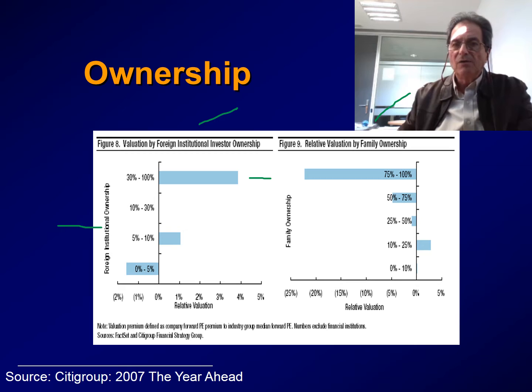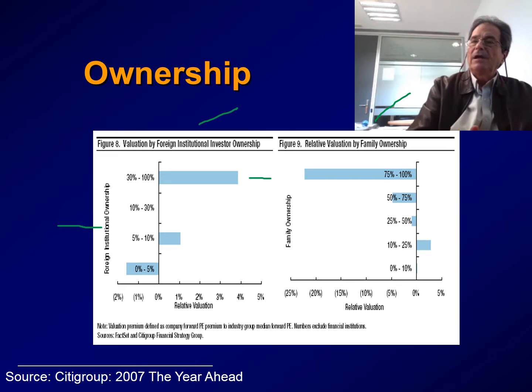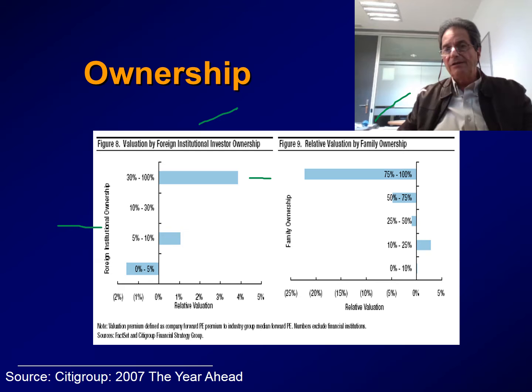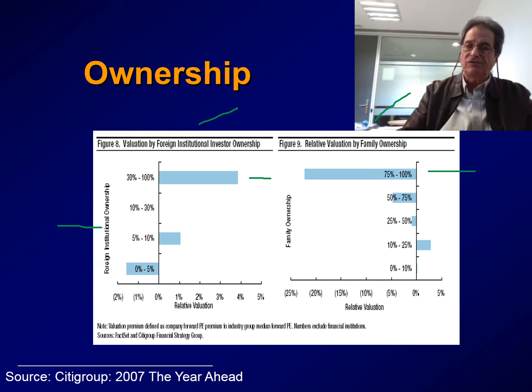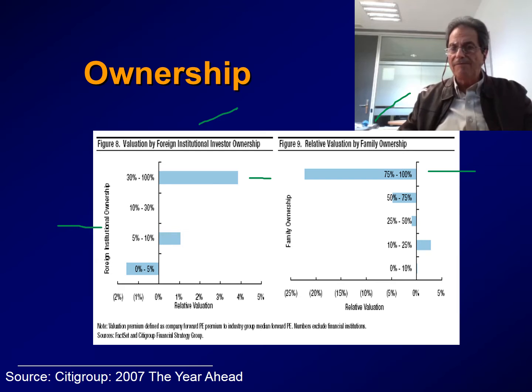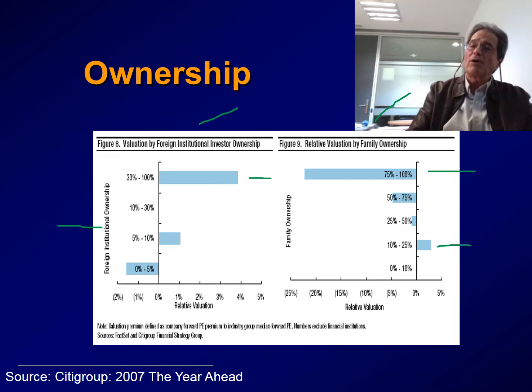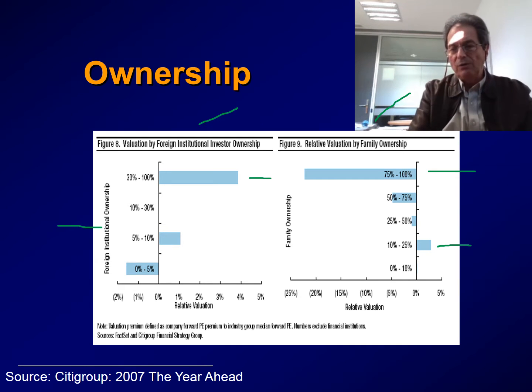On the other hand, when we are dealing with a company in the hands of a family, if the family ownership is a very, very high proportion of the stock, then that is translated into a fall in the value of the stock. However, when the family participation is moderate, in this case between 20 and 25%, we see that this has a positive impact in the value of the stock.